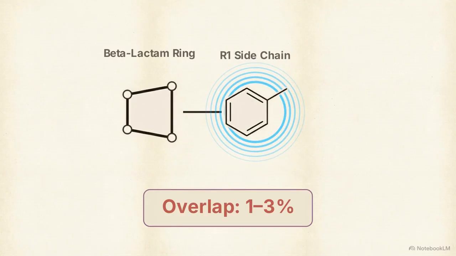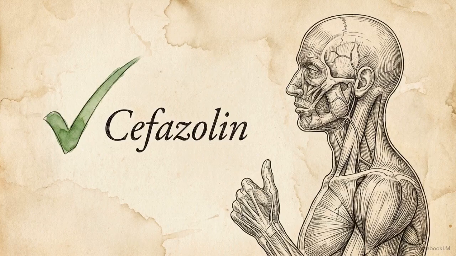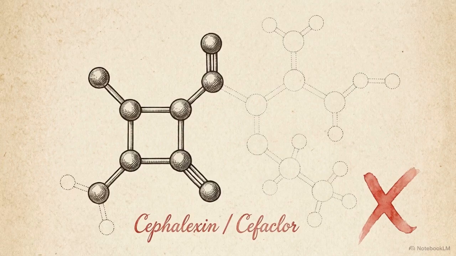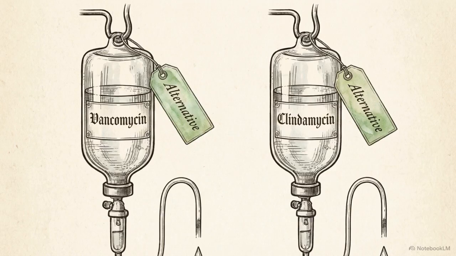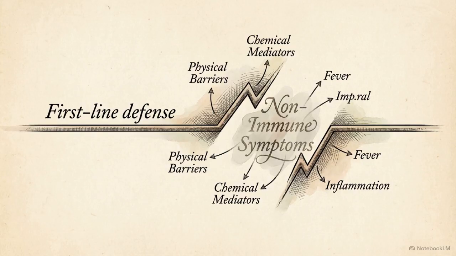this R1 side chain. Cefazolin is uniquely safe for most penicillin-allergic patients because it lacks the R1 side chain, unlike cephalexin or cefaclor. Documented IgE reactions require alternatives, like vancomycin or clindamycin, but avoiding first-line cephalosporins due to vague intolerances limits the effectiveness of patient prophylaxis.